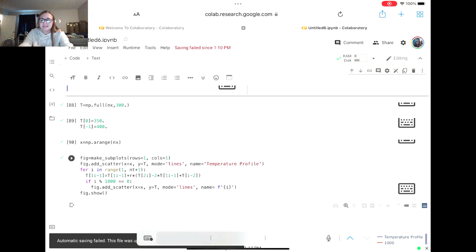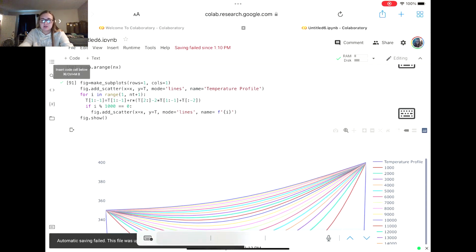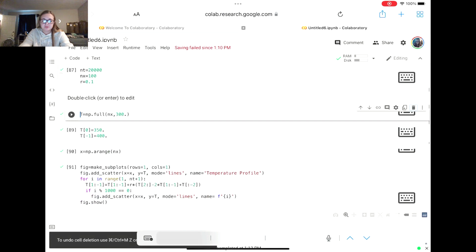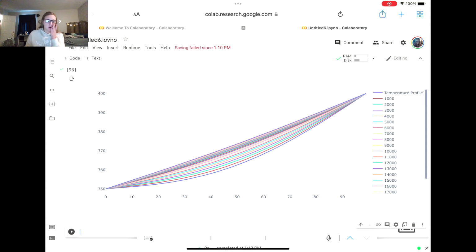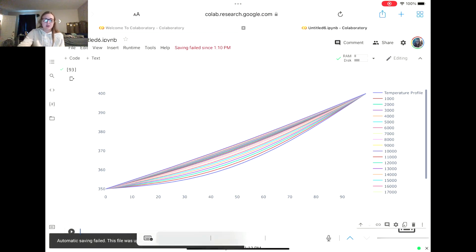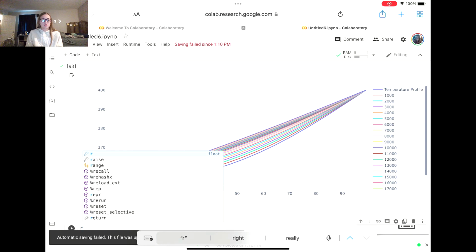And that's the graph that we got last time. So what we're going to do now is, since we're using the Crank Nicholson method, we're showing that R has some stability above 0.5. So we're just going to say that our R equals 1.